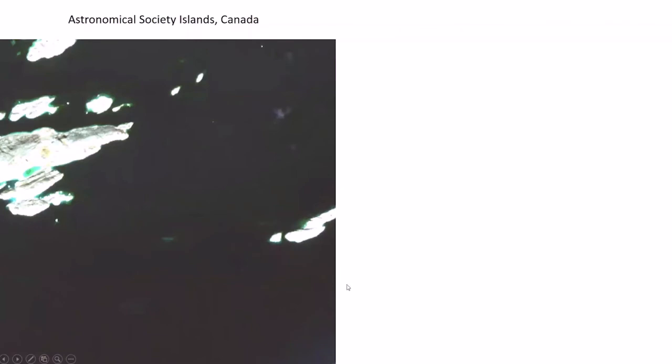Here I have another example. Some of you I've talked to in the past will have seen this example before. You have an image here from the Astronomical Society Islands in Canada, where you can see near the middle of the image there is a slightly brighter part of the water than what it is surrounded by. And this is where we had a grounding in 2018.